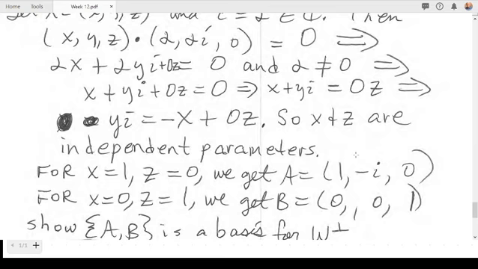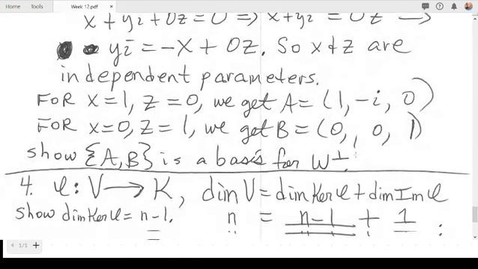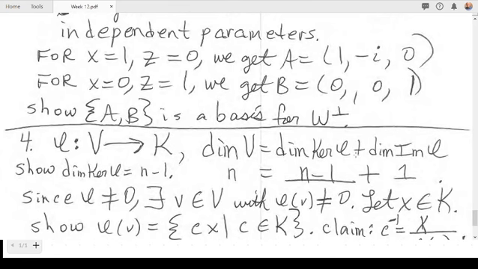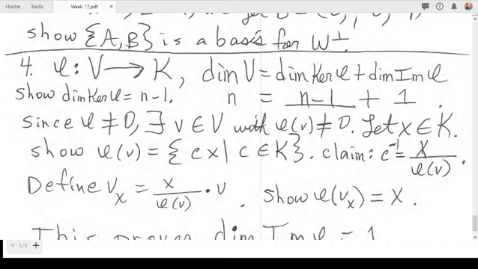That means that x and z are independent parameters. So you can take x to be 1, z to be 0, where we get a is (1, negative i, 0). And if we take x to be 0 and z to be 1, we get b to be (0, 0, 1). So you simply have to show that a, b is a basis for W perp.